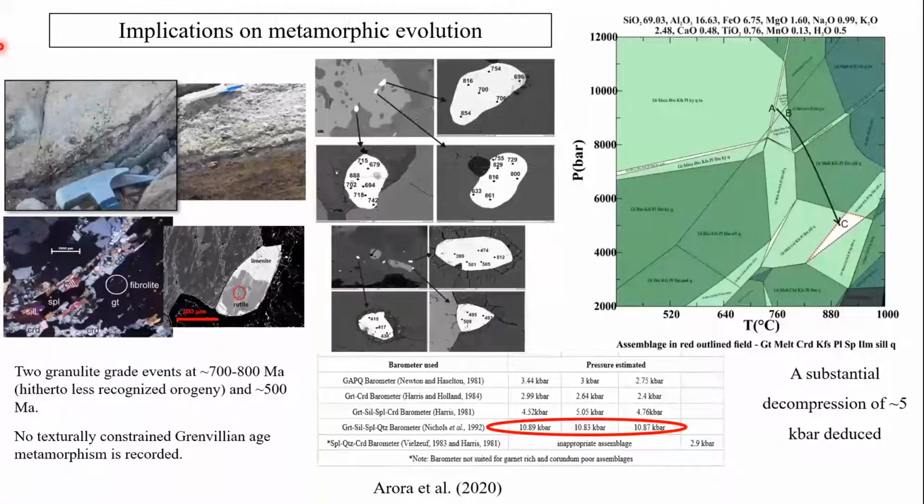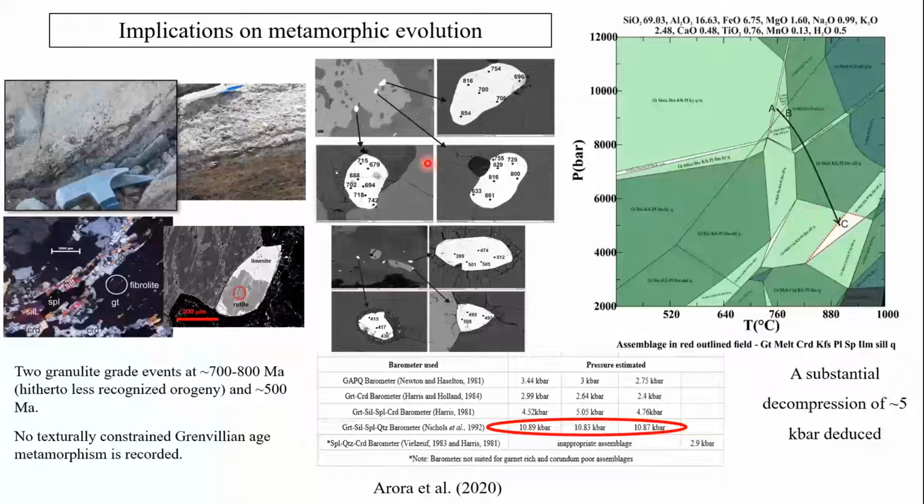So I investigated granulites of this terrain. Two granulite grade events are recorded in this terrain at 800 and 500 Ma. PT estimations and pseudosection modeling show a clockwise path, showing a relic high pressure granulite grade event, followed by decompression and reaching ultra high temperature conditions. This is the peak temperature.